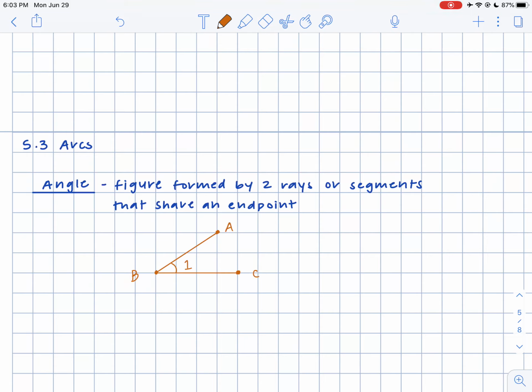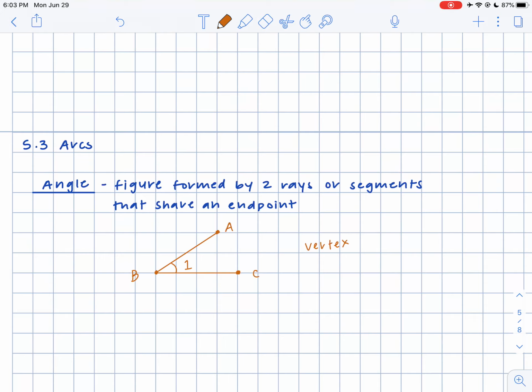So this is a figure formed by two, in this case, two segments, and they share an endpoint. That endpoint is B, and a better name for it is the vertex. And a way to remember it is that if you look at the angle, it looks like the letter V, which is the letter that vertex starts with. So that's how I like to remember vertex. So point B is the vertex.